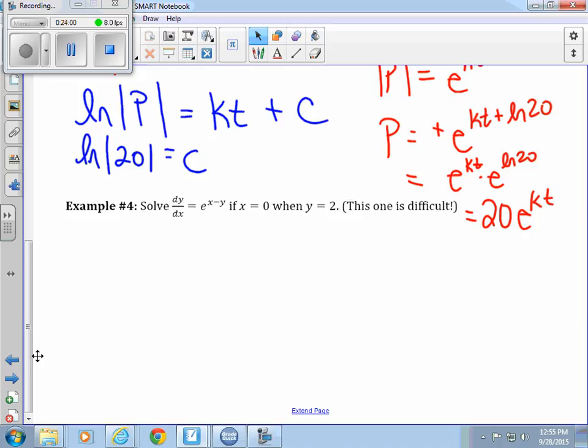I gave you a pretty good hint on this one on the last problem. First of all, see if you can tell me why it's difficult, and then see if you can solve it. E exponents y. Okay. So maybe it's not so difficult. Maybe I'm wrong.